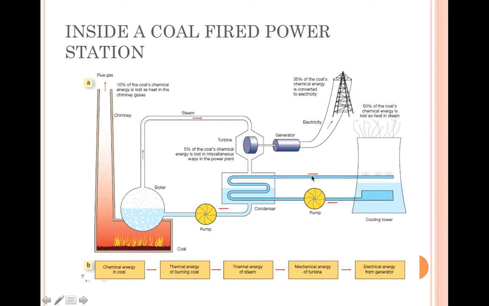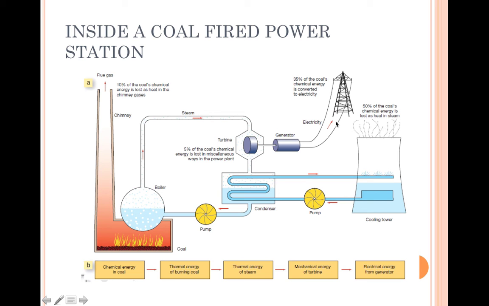Okay? So inside a coal-fired power station, we have got our coal which is burnt. Now that chemical energy is turned here into thermal energy. That thermal energy is used to heat up and boil water, which then turns into steam and moves. So now we've got some kinetic energy. That kinetic energy is used to turn the turbine, so it's kinetic energy in a different form. And then that gets converted to the generator, which converts this kinetic energy here into electrical energy.